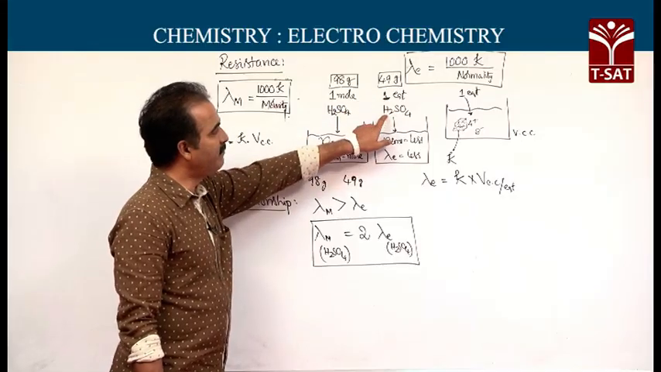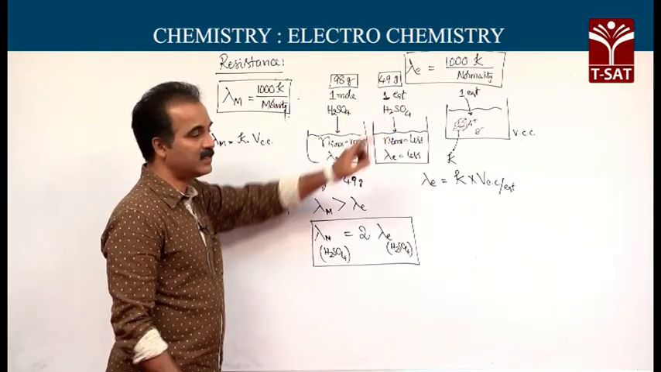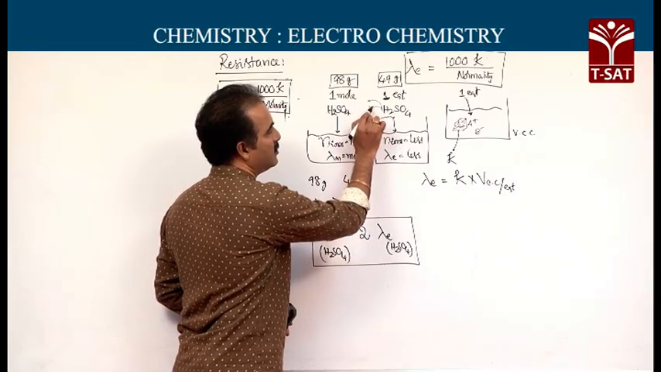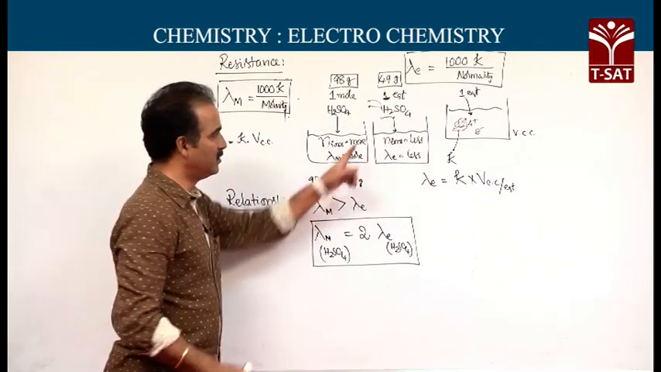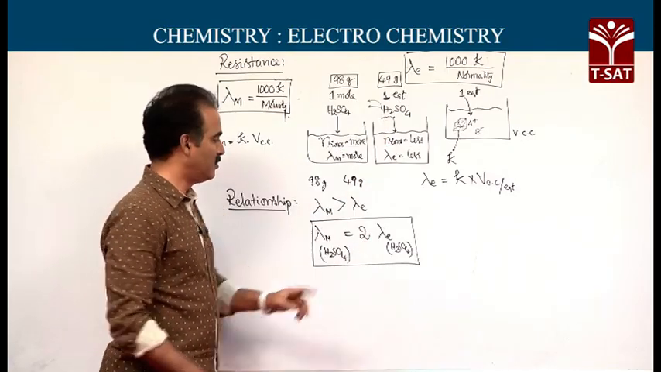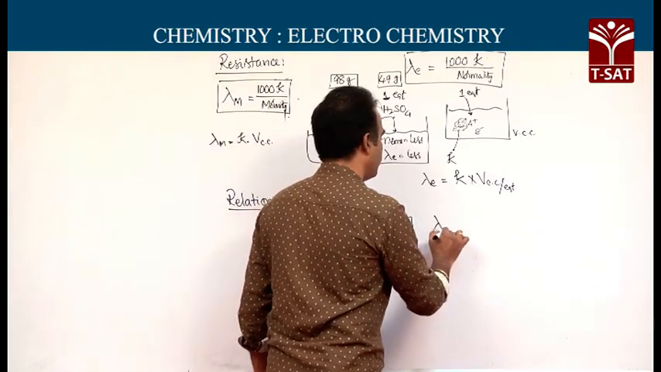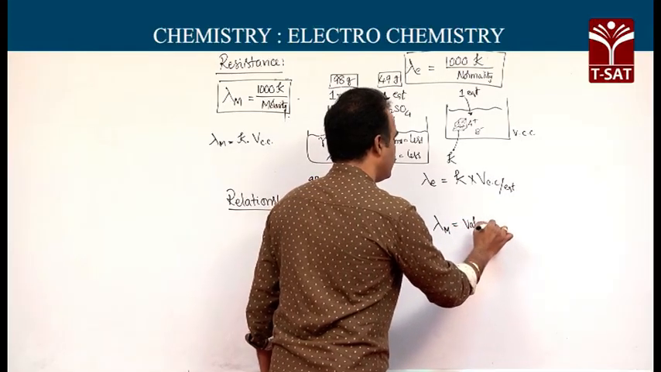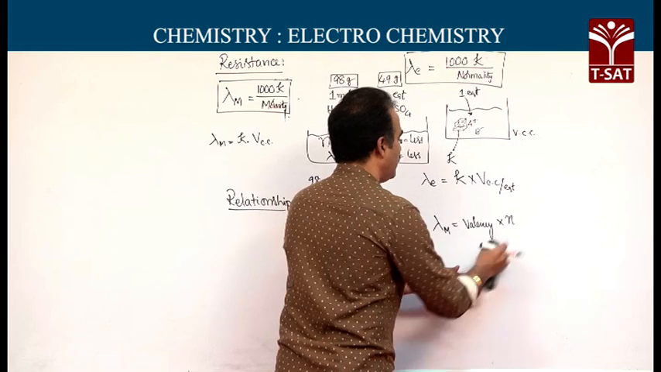2 is the multiplying factor. Why did we multiply with 2? Because of the N factor or the valency of sulfuric acid. This is a dibasic acid. It has 2 replaceable hydrogens. That is why we keep it as 2. So, molar conductance of any electrolyte is valency times its equivalent conductance.